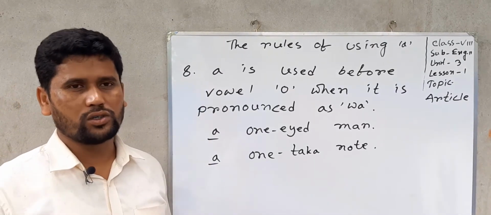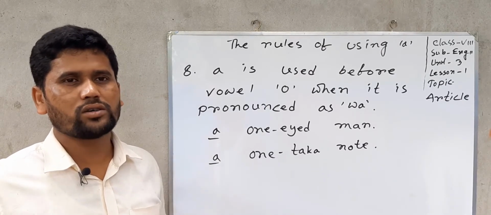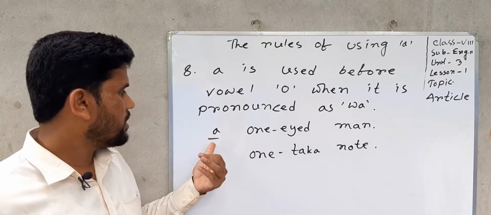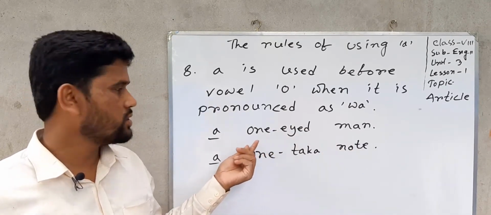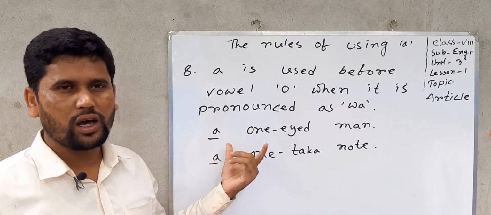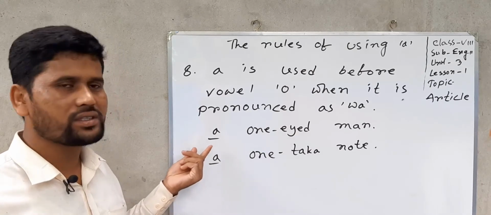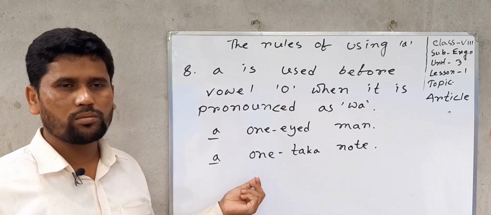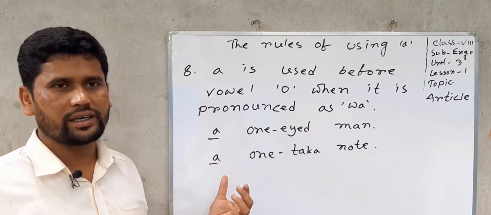A is also used before the vowel o when it is pronounced wa, like a one-eyed man. The word starts with o but is pronounced wa, one-eyed man. So I use a. One taka note starts with o but uses the wa sound. When we find this, we can use a before the word.